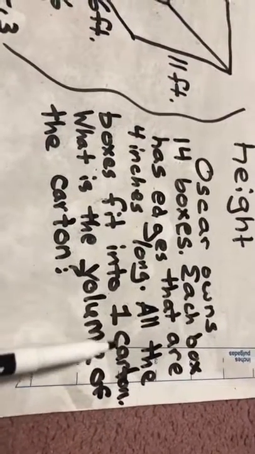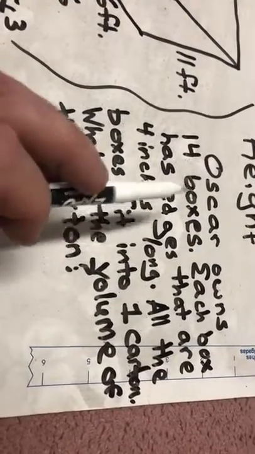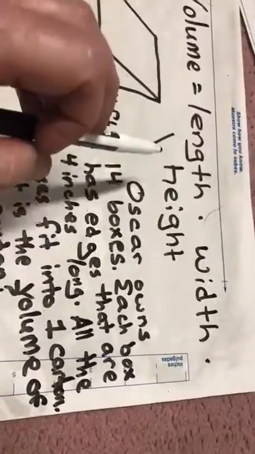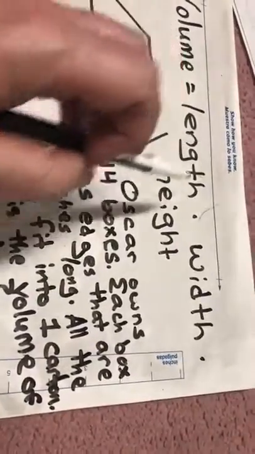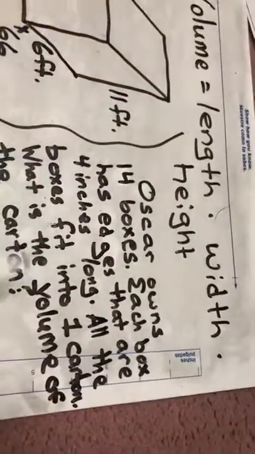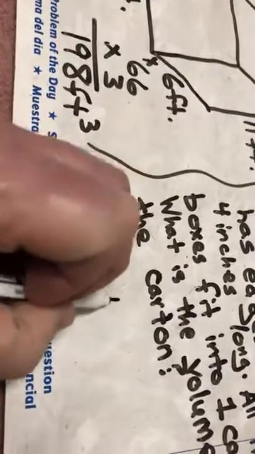Well, it sounds to me that to figure out the volume of the carton, I've got to figure out the volume of each box. And it says each box has edges that are 4 inches long. Well, then that tells me that these boxes are perfect cubes. Why? Because it says the edges are 4 inches long. That means each individual box has a length of 4 inches, a width of 4 inches, and a height of 4 inches. So that's going to be 4 times 4 times 4.